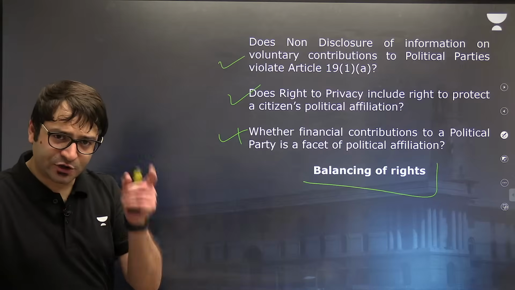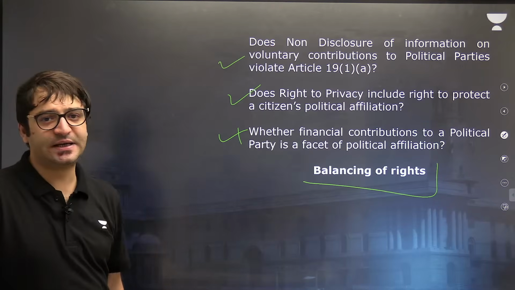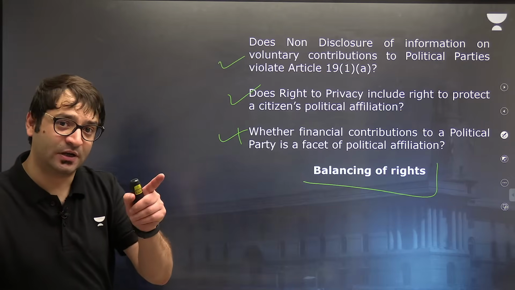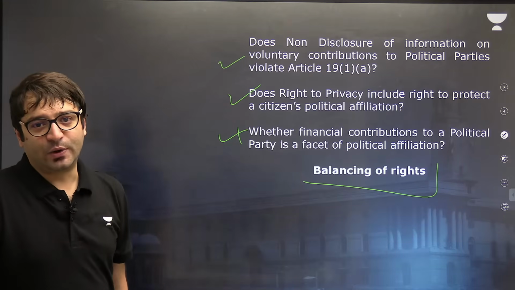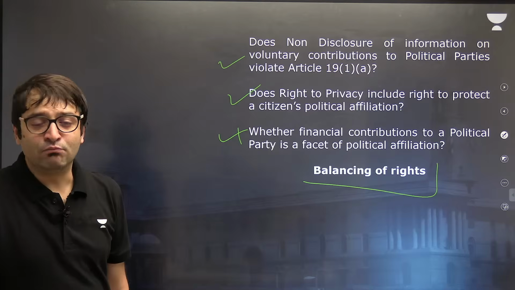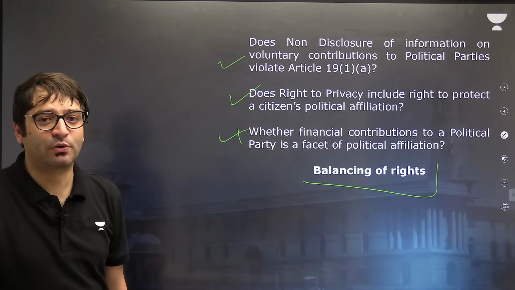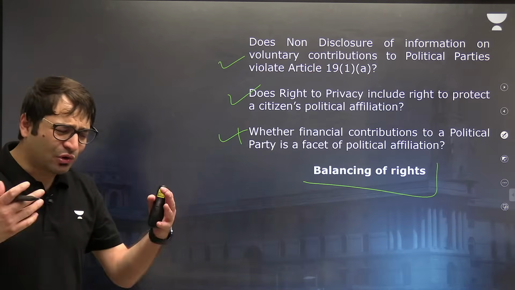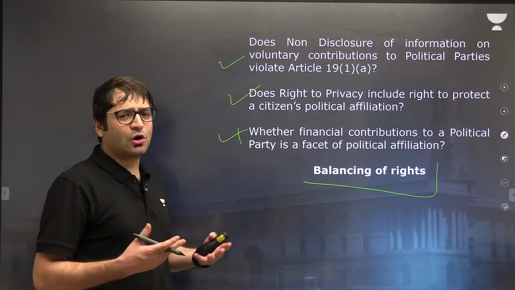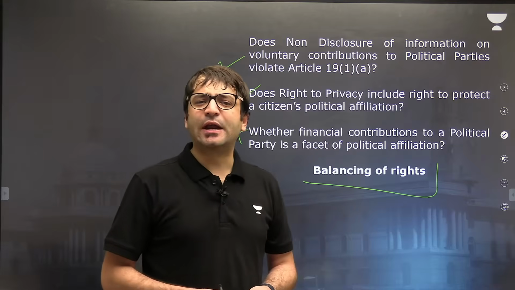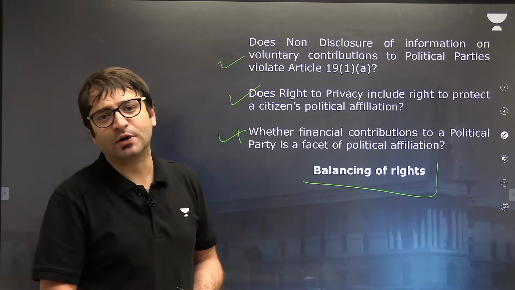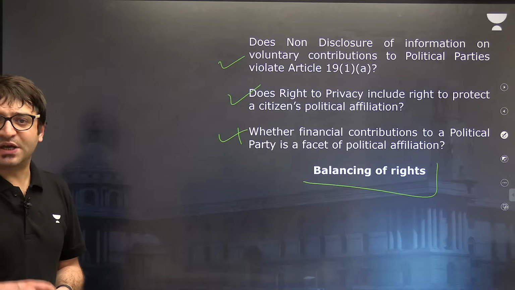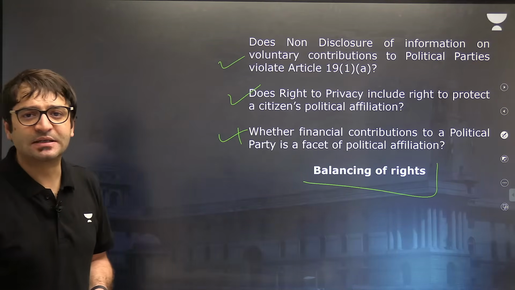Your financial contributions, if less than 20,000, get protection, but not more than that, because a donation of more than 20,000 most of the times is not an expression of support. It is in relation to quid pro quo. Although the court did agree that sometimes contributions of more than 20,000 can also be a genuine expression of support. But by and large, balancing the rights, this electoral bond scheme is unconstitutional.